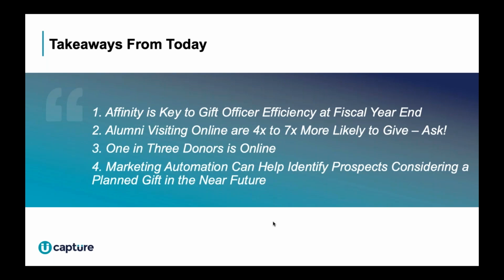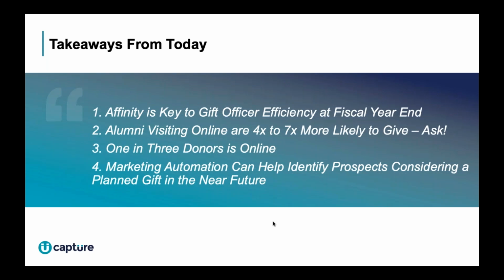The first is to just know that Affinity is truly key to gift officer efficiency at fiscal year end. If you think back to the beginning slide, you'll remember that 9% of gift officer outreach is actually focused on alumni who take a visit. If we can use marketing automation to prioritize the right relationships between now and the end of the fiscal year, and we can make that 9% 20%, or we can make that 9% 30%, then we're able to maximize the time that we have left in the fiscal year, and we're able to maximize the number of gifts that are going to come in through our gift officers.